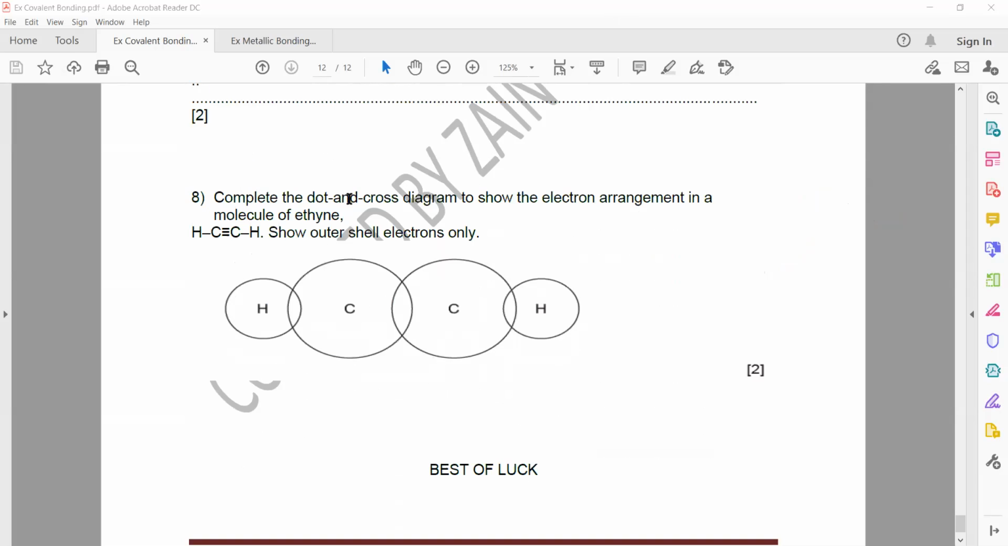Complete the dot and cross diagram to show the electron arrangement in a molecule of ethyne. The ethyne structure is given: C, the triple bond, C, and then hydrogen is attached on both sides. So we have carbon, which belongs to group 4, and hydrogen, which belongs to group 1. So there are 4 electrons in the outermost shell of carbon, and hydrogen has 1 electron in its outermost shell.